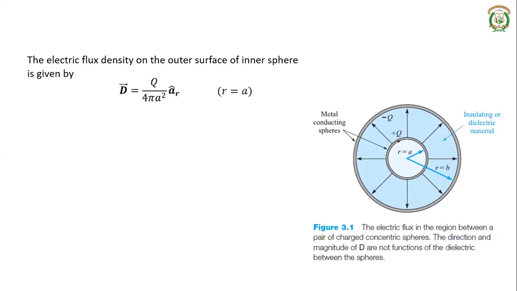So what is the flux? The number of lines of force is equal to the number of charges. Always remember, the flux is equal to the number of lines of force, that is equal to the total charge. So the charge is q.